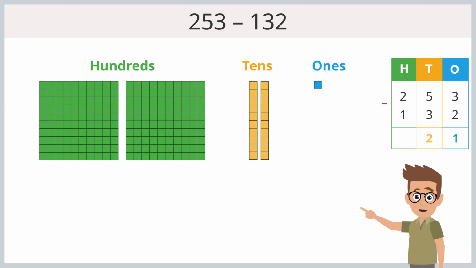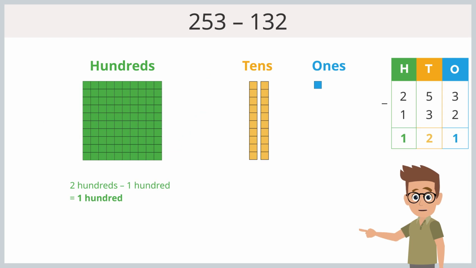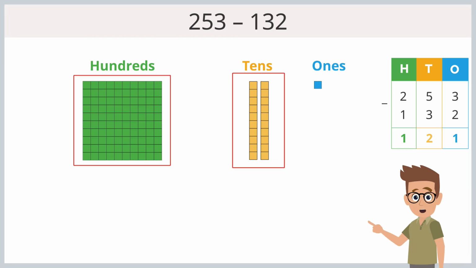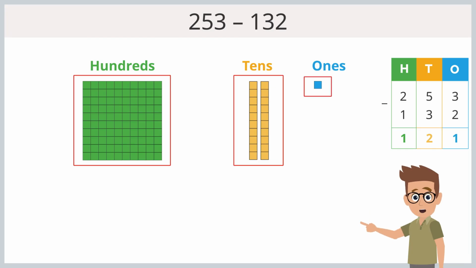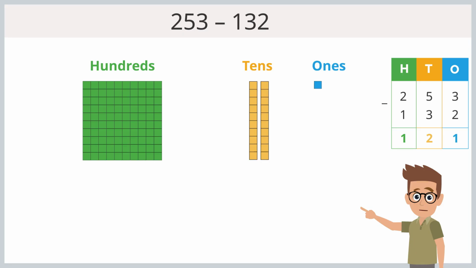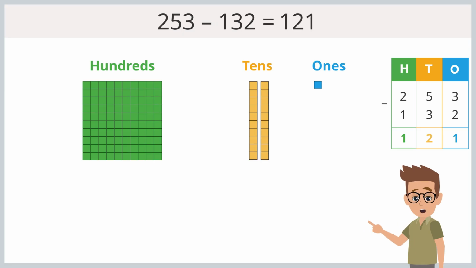Finally, we subtract the hundreds. 2 hundreds minus 1 hundred equals 1 hundred. We have 1 hundred left. After subtracting, we have 1 hundred, 2 tens, and 1 one left. So, 253 minus 132 is equal to 121.